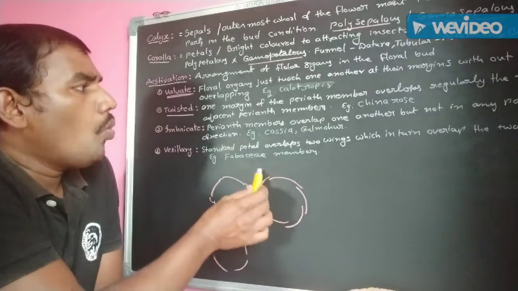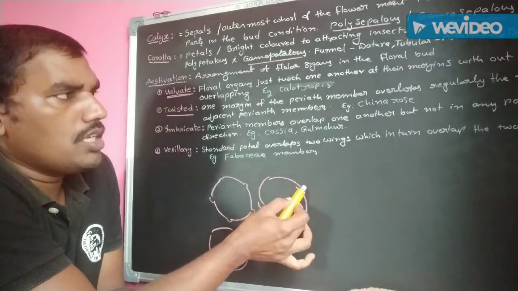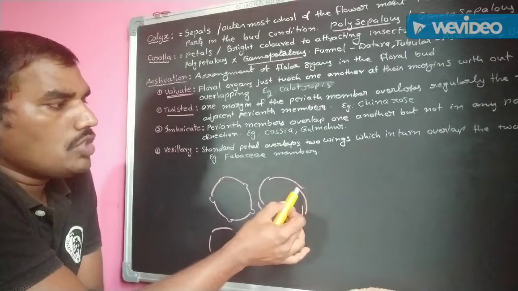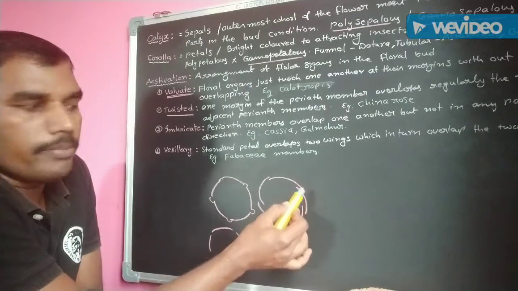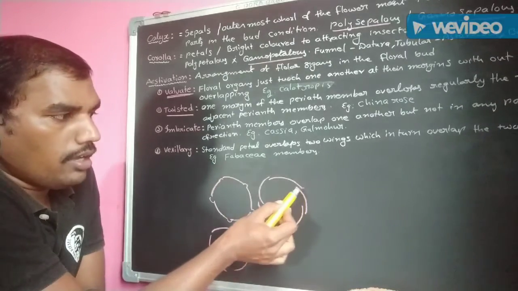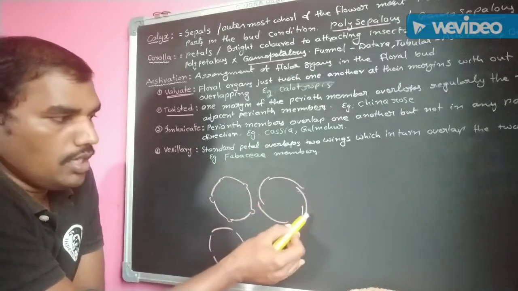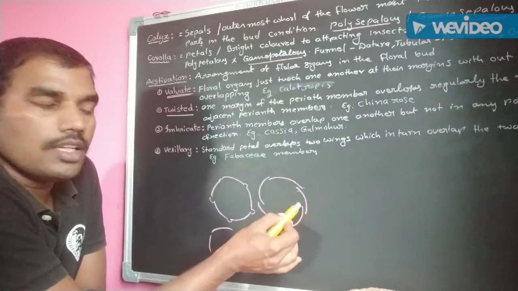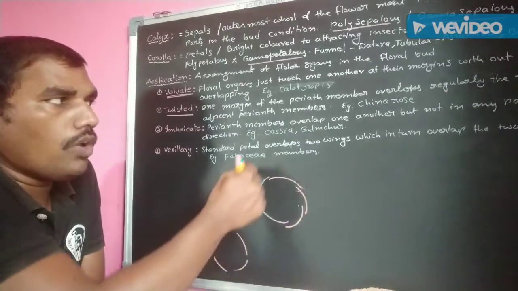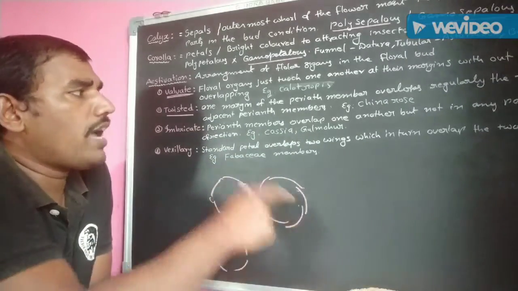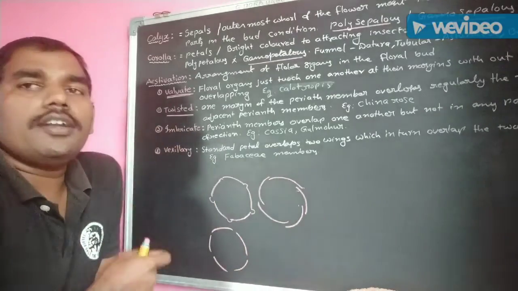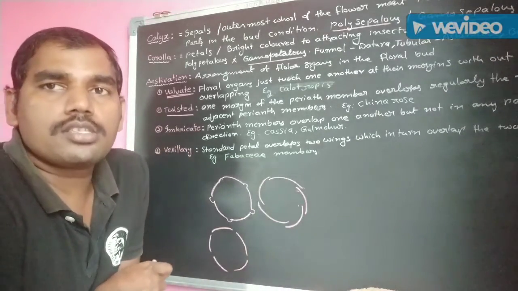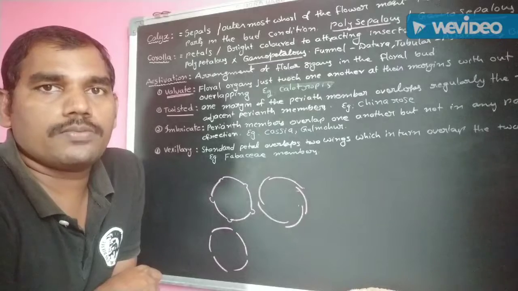Okay, in this way, one margin of the perianth member overlaps regularly the margin of another adjacent perianth member. This end portion overlaps another petal or another perianth starting portion. In this way, they regularly overlap each other. This type of aestivation is known as twisted aestivation. This type of arrangement is especially found in Hibiscus rosa-sinensis, China rose.